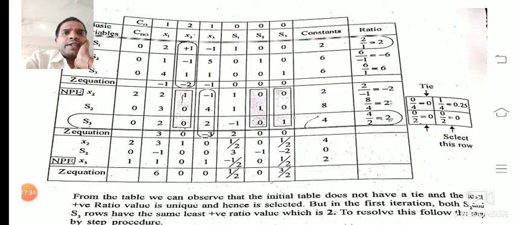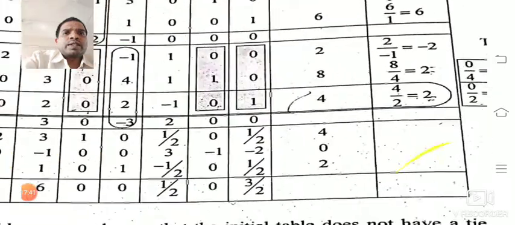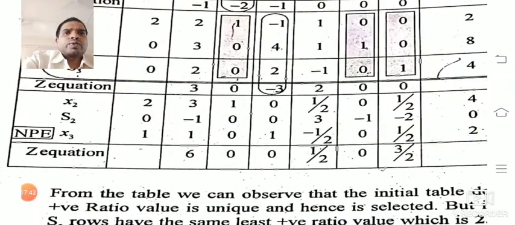Next, in the third step, we get x1 and x2, and apply the new pivot equation to x3, that is, by applying the formula leaving row element divided by key element, we get 6, 0, 0, 1 by 2, 0, 3 by 2.